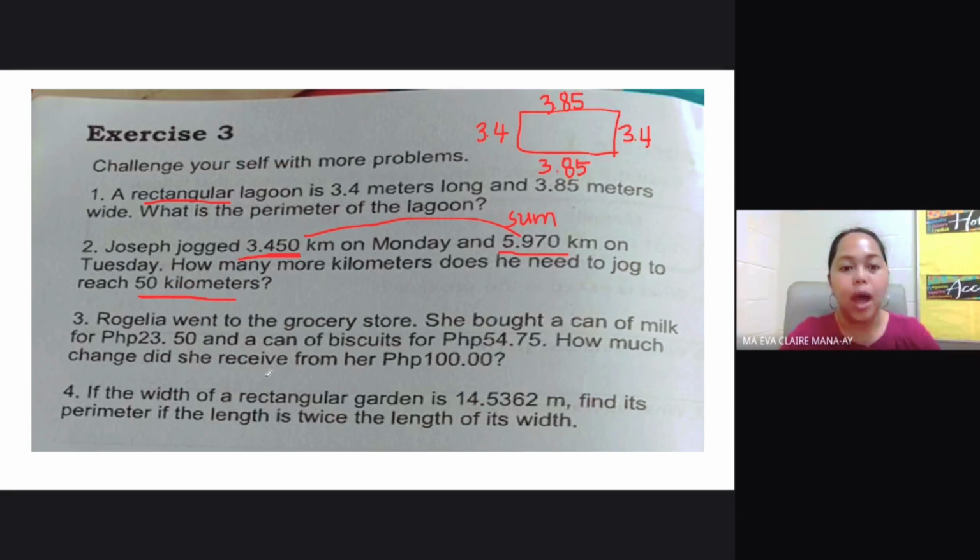Number 3, Rogelio went to the grocery store. She bought a can of milk for 23.50 pesos and a can of biscuits for 54.75 pesos. How much change did she receive from her 100 pesos? The process that you have here is very similar to that of number 2. All you need to do is to add your two values here, 23.50 pesos and 54.75 pesos, then whatever is the sum, you deduct that from 100 pesos. So that's going to be 100 minus whatever is the sum of your first two values.